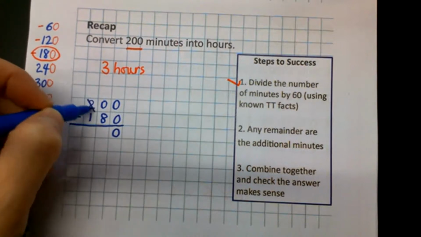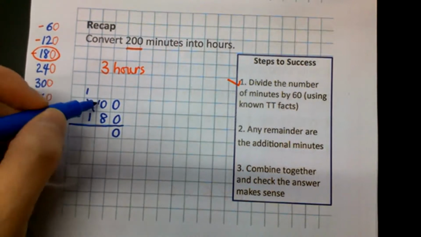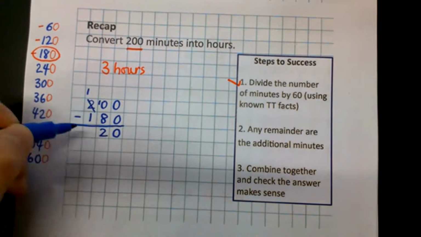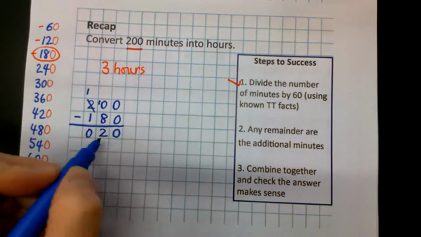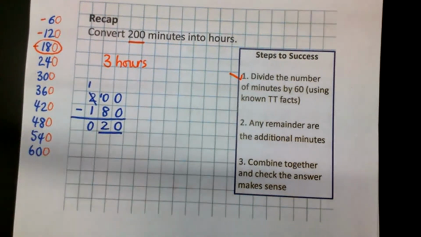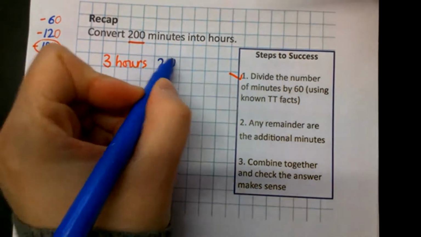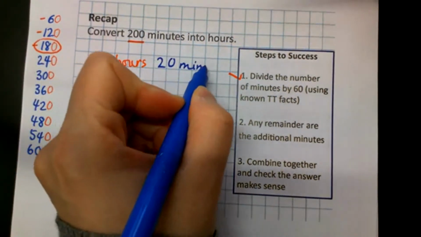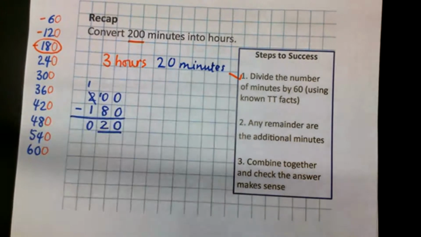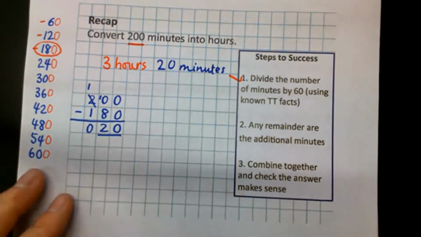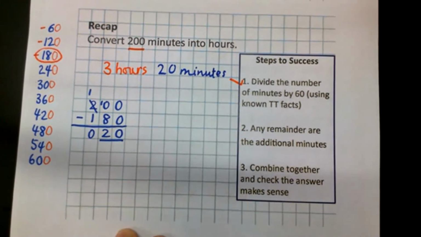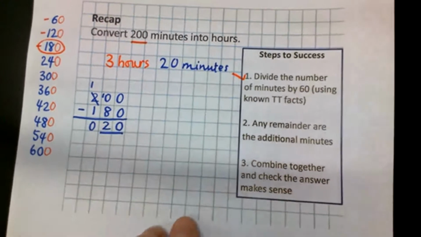0 take away 8 I can't do, so I need to regroup. 10 take away 8 equals 2. And that's 0. So I know that this is how many minutes are left. So that's 20 minutes. 200 minutes equals 3 hours and 20 minutes. Great.